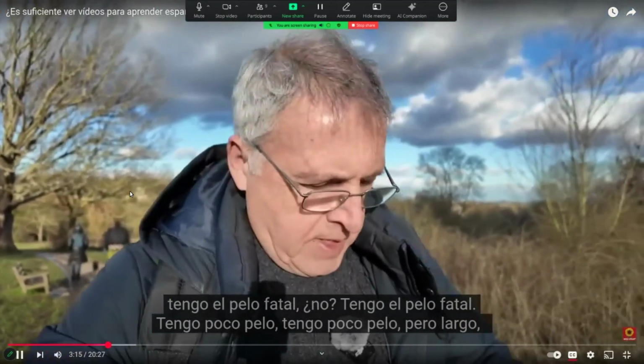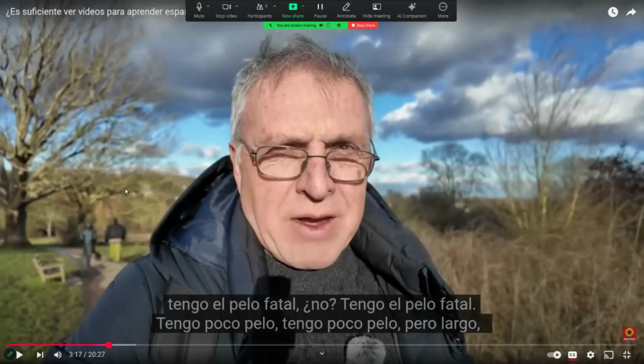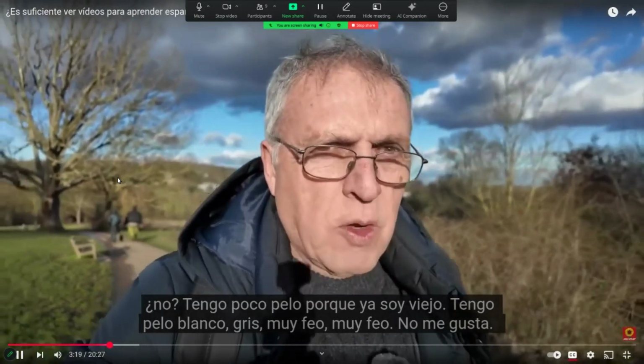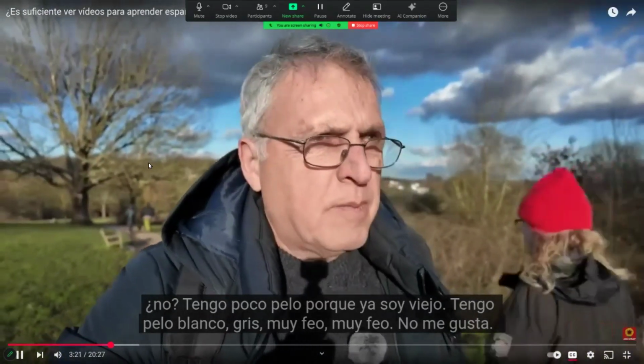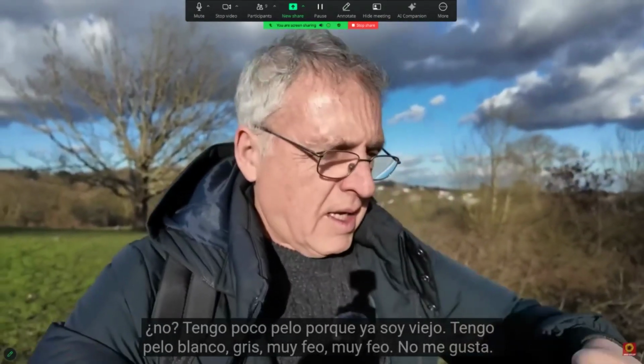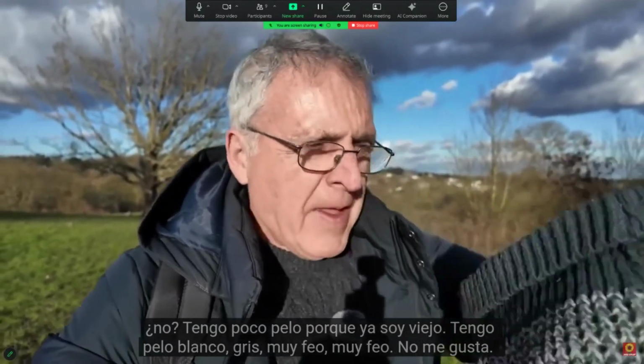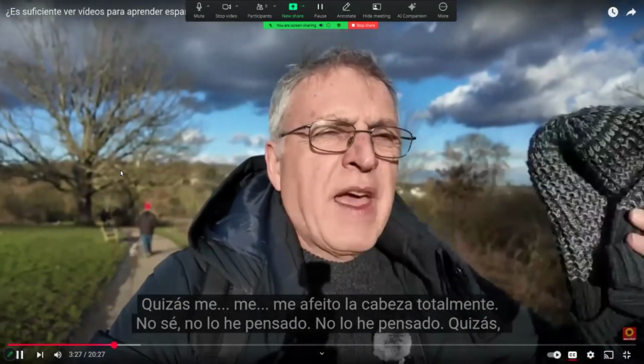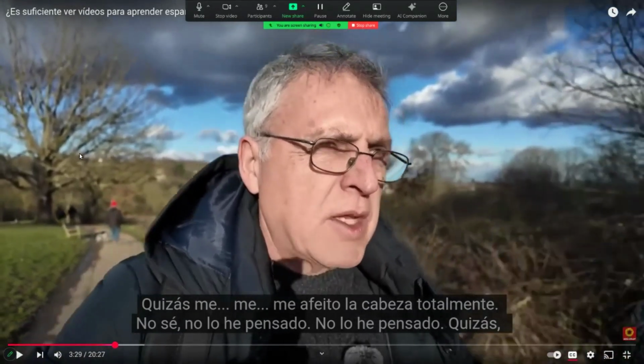Tengo poco pelo, pero... I have very little hair, poco pelo, just a little bit of hair. Largo, ¿no? But it looks ugly. I don't like it. Tengo pelo blanco, gris, muy feo, no me gusta. Porque ya soy viejo. Quizás me afeito la cabeza totalmente, no sé. Ah, we got another reflexive.